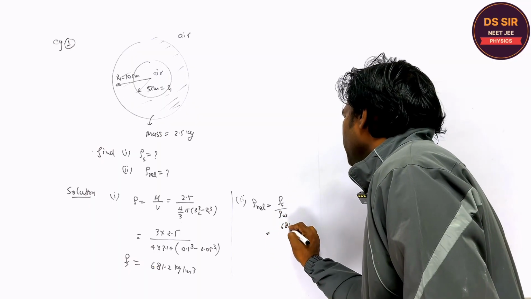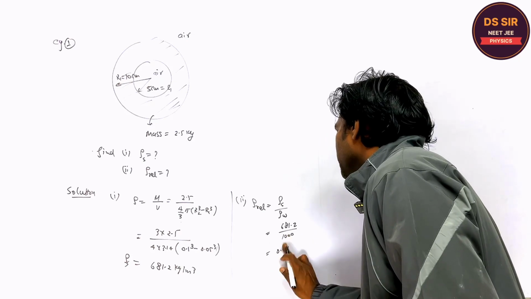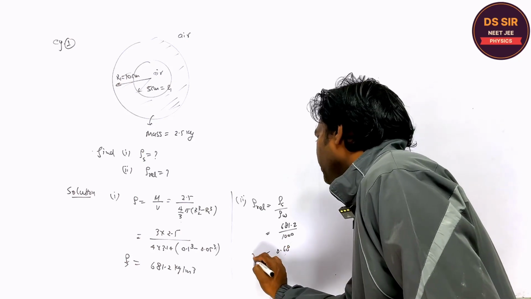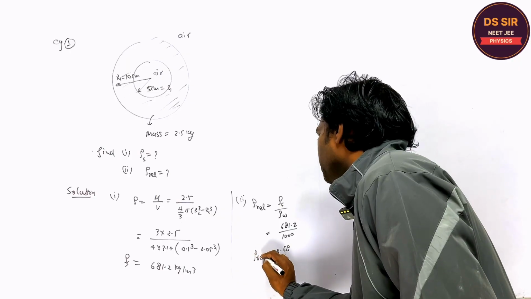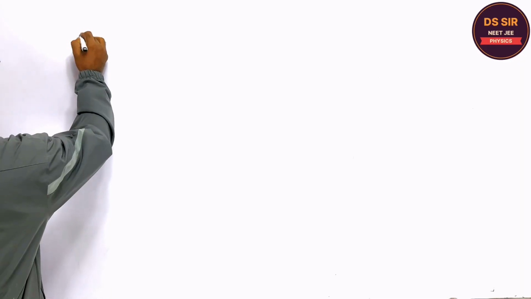It is 381.2 divided by 1000. 0.68, right, is the relative density for this material. Copy this. Now we will discuss the mixture, right?